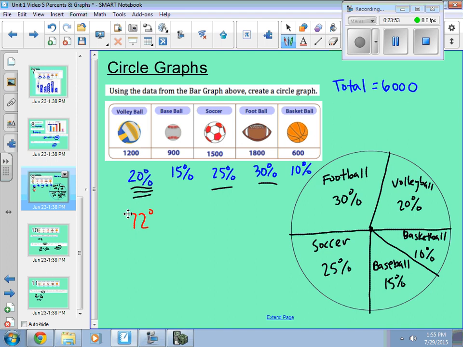All right, let's see how you did. If you did it correctly, baseball should have come out to be 54 degrees of the circle. Soccer is 25% or 1/4 of 360, which would be 90 degrees, or if you remember, that's a right angle. This would be 108 degrees for football. And finally, basketball should have come out to be 36 degrees. Okay, try some of the worksheet problems out now.